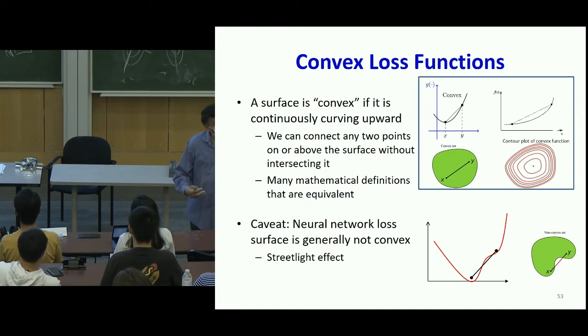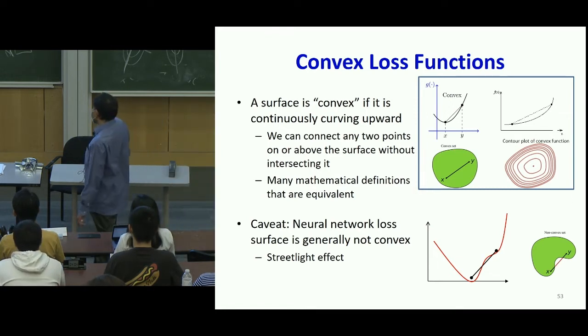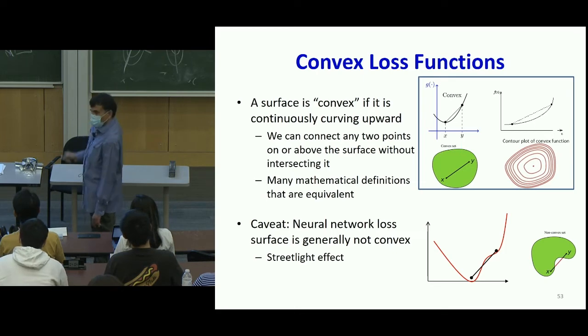Similarly, you can speak of convex sets. If I draw a line between any 2 points inside the set, every point on the line must remain within the set, otherwise the set is not convex. So these are convex sets, this is not, right?